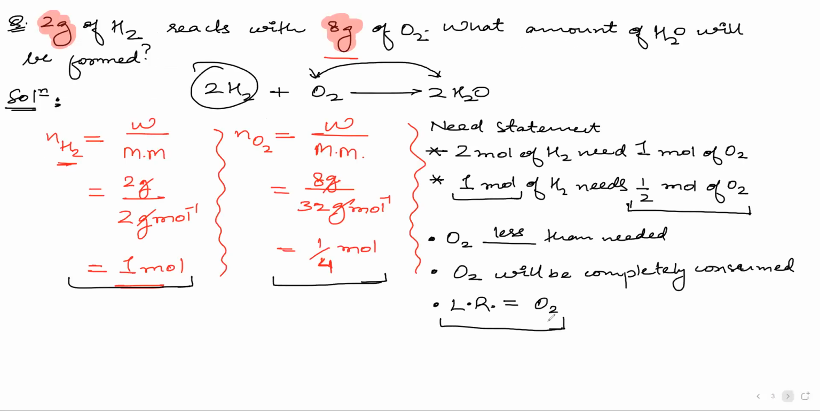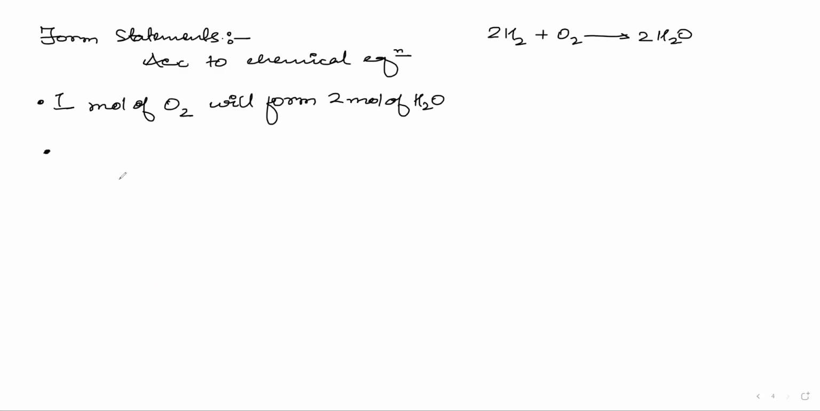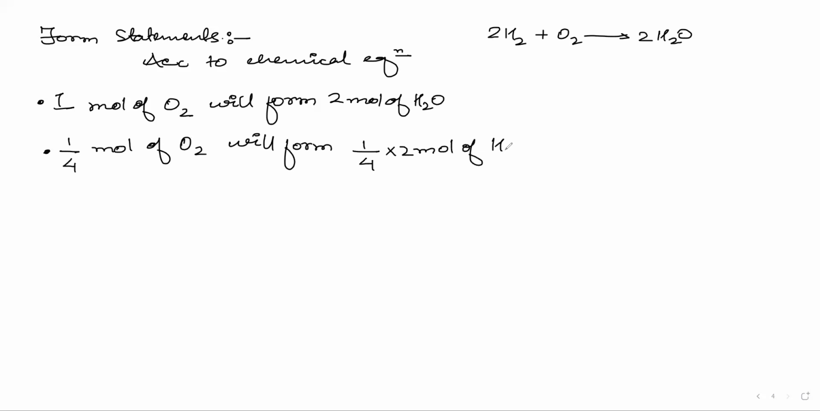Okay. Now, how many moles of O2 do we have? 1/4. So 1/4 mole of O2 will form 1/4 into 2. Yes, unitary method. Do you have any doubts in this step? Okay, very good. So this will be 1/2 mole of H2O.